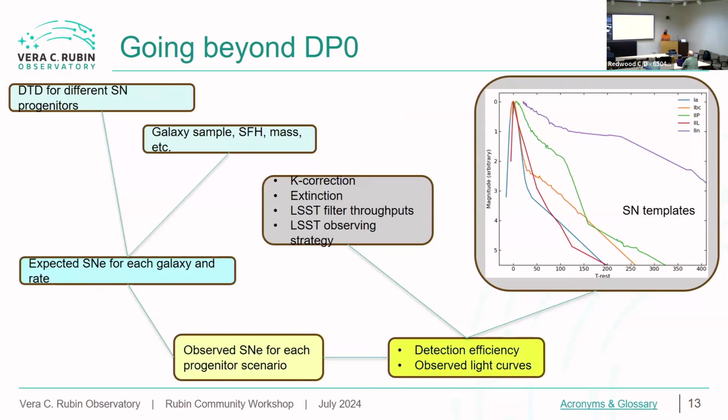And then on the Rubin side, well, you have the Rubin cadence. You can use the latest baseline as a reference. You have the throughput filters. We can develop K-corrections, and you can use observed supernova templates so that you can try to produce what are the real observed light curves. And if you put everything together and you try to measure the detection efficiency, you get these observed light curves, you can try to understand what is the effect on the recovered supernova rate, putting everything together.